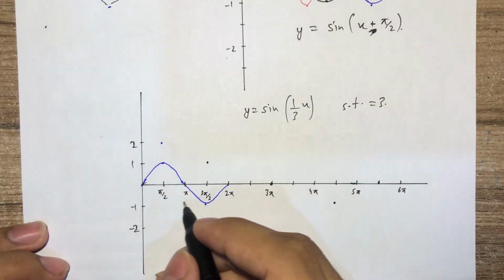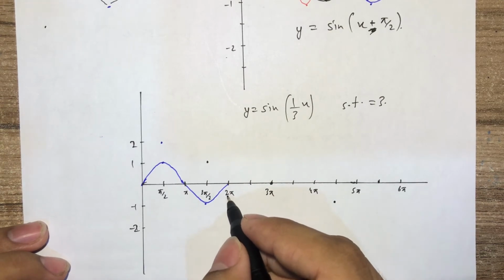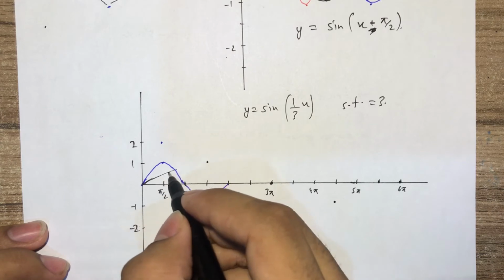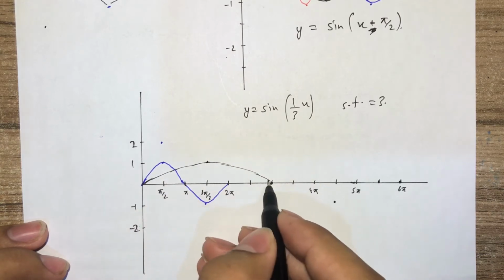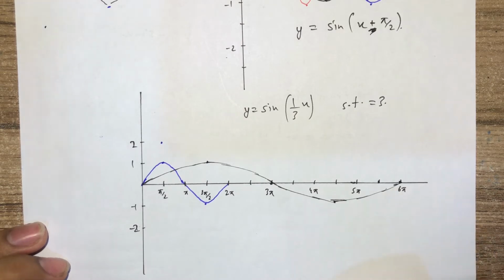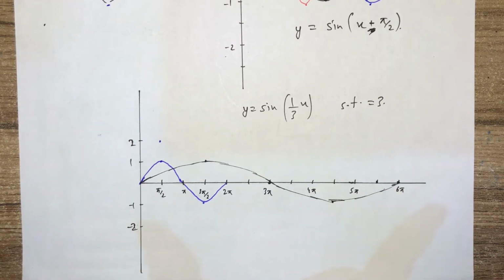And then after that there is 2 pi. 2 times 3 is 6, so 6 pi. So the graph is like this. Right, so it has been stretched horizontally.